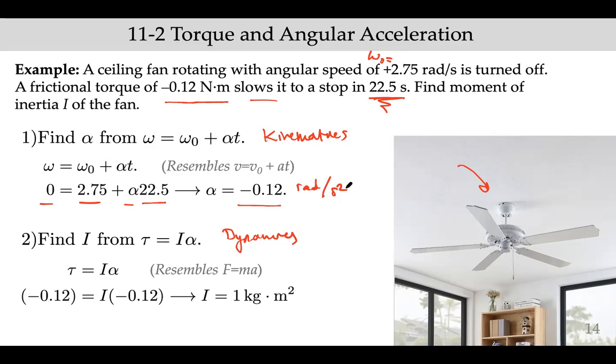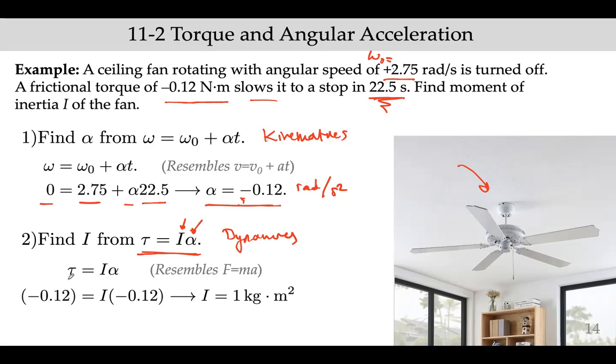And now we are going to use this angular acceleration in the second step to find the moment of inertia. We were not able to use it directly because the torque was given. I is something that we are going to calculate, but we did not know alpha. So first we calculated it. The negative means it was rotating in the positive direction, and the angular acceleration is in the negative direction. Remember, when the angular speed and the angular acceleration are in opposite directions, that means slowing down. So in the second step, we're going to use this dynamics equation.